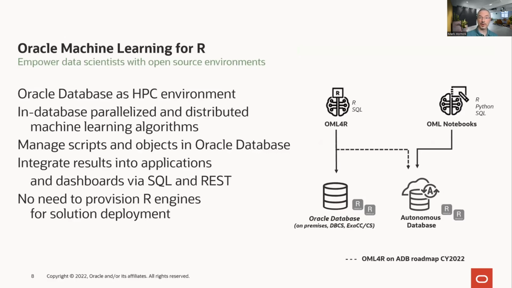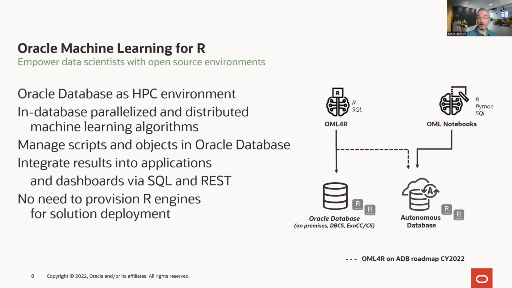So let's move on to OML's interface for open source R. Oracle Machine Learning empowers data scientists with open source R by leveraging the database as a high-performance computing environment. Database tables and views are accessed through data frame proxy objects with overloaded functionality that produces SQL transparently behind the scenes. The in-database machine learning algorithms are exposed through a native R API and produce the same first-class in-database machine learning models as the SQL API.